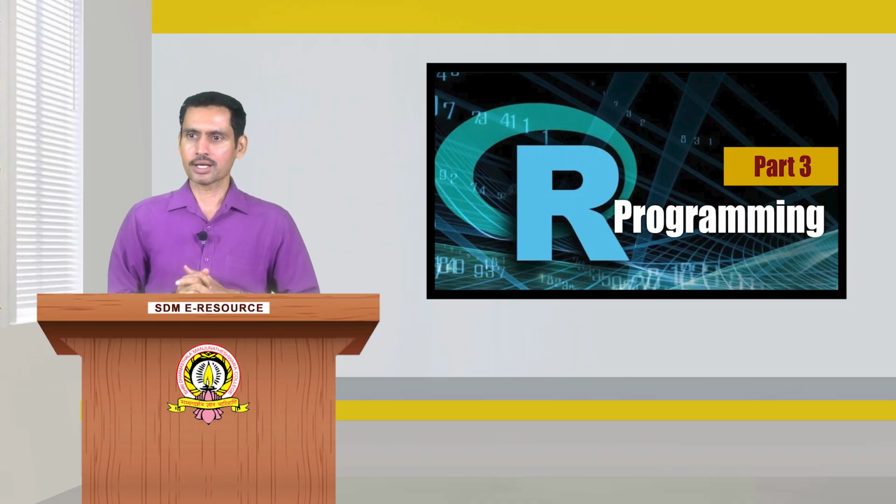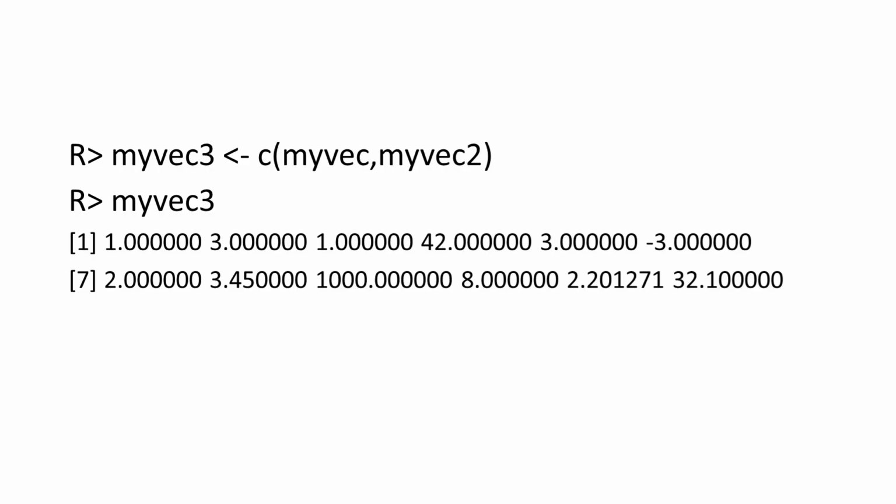I can also combine two vectors into one vector. Suppose I want to create one vector called myvec3, whose entries are myvec and myvec2. myvec is my first vector and myvec2 is my second vector. This vector myvec3 now contains the entries of the first vector myvec and the entries of the second vector myvec2. So in total it contains 12 entries.